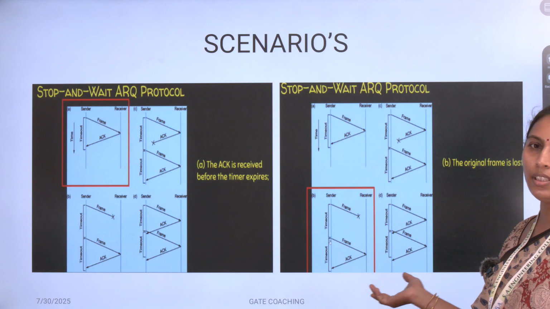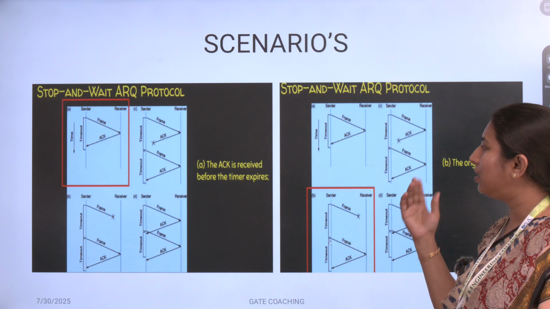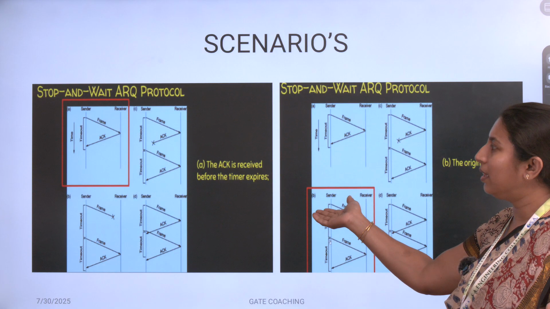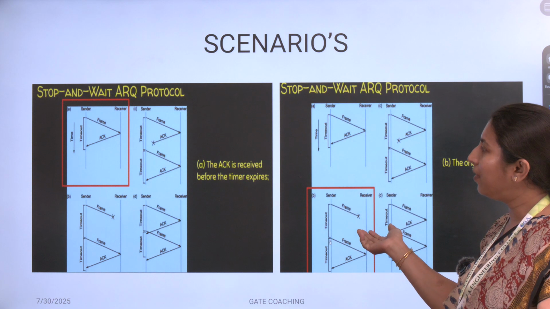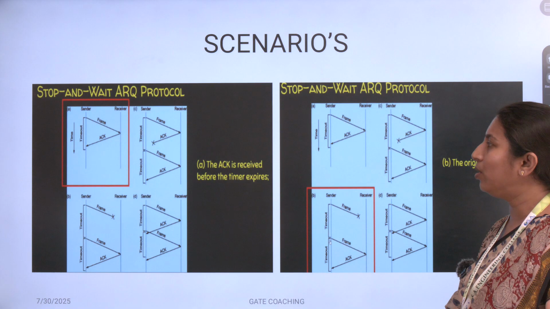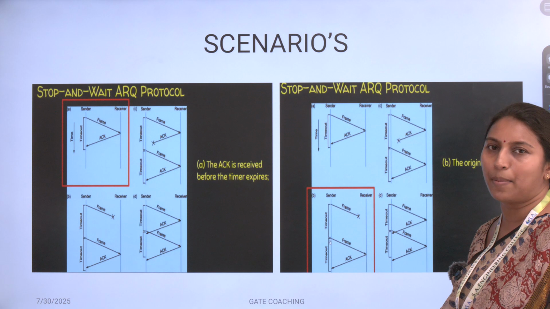So we have different scenarios. In the first scenario, the acknowledgement is received before the time expires. What does it mean? The sender will be sending the frames, and after the receiver consumes the data, the acknowledgement will be given to the sender before the time expires. It's the normal flow of the data.